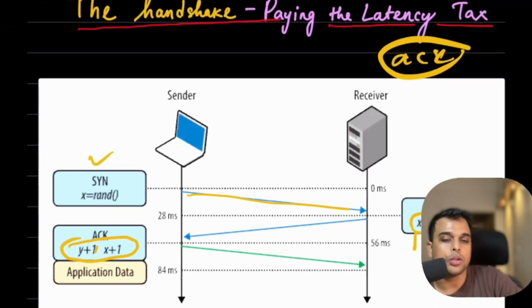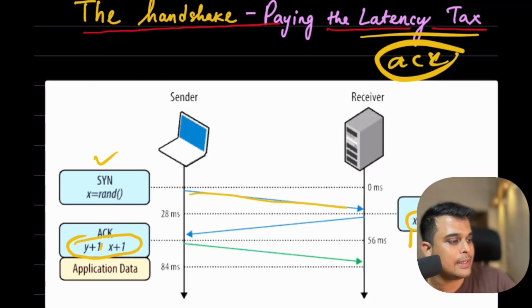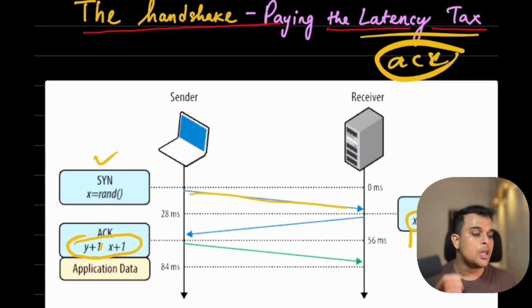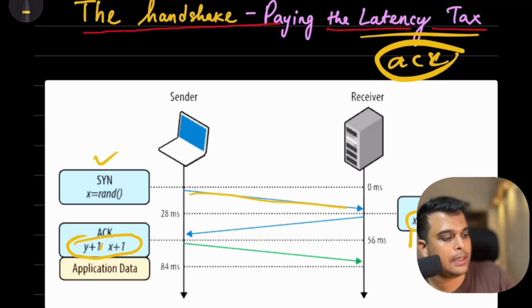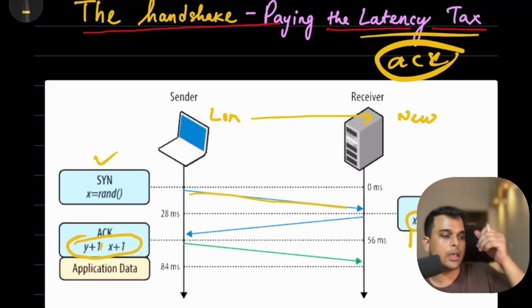So now the question is, what exactly is the latency tax? It is a very important point. Whenever you send data from your application to your receiver, it takes time to travel. Let's say the sender is in London and the receiver is in New York. Traveling from London to New York takes time, and let's say that time may be 84 milliseconds.